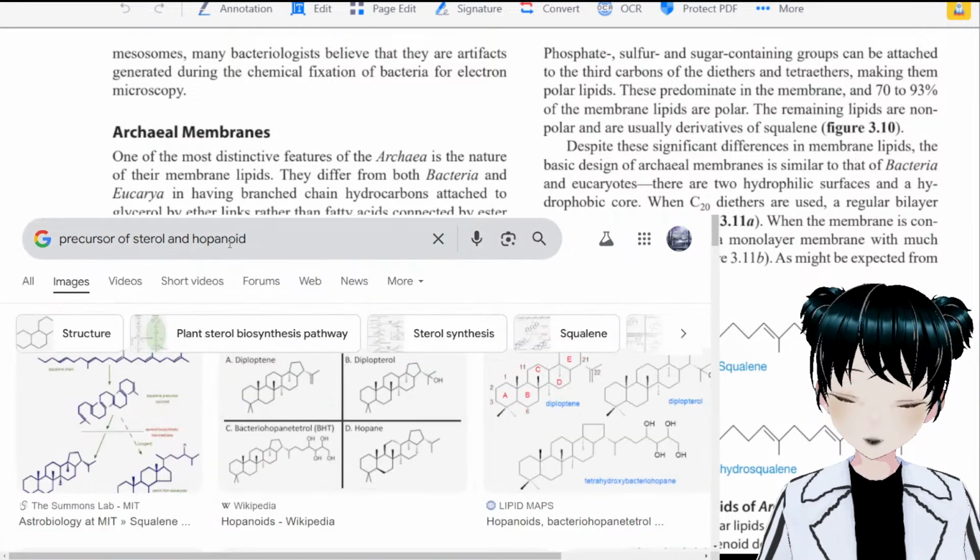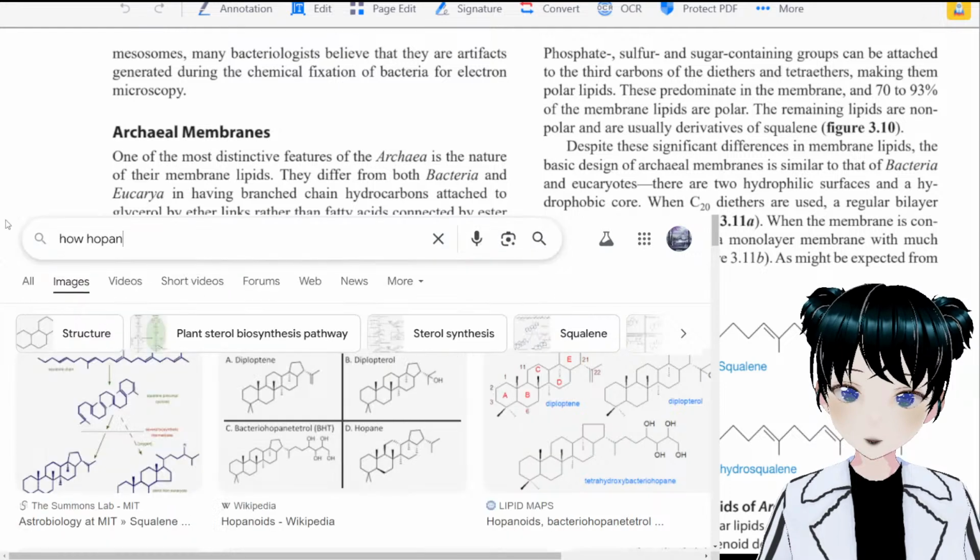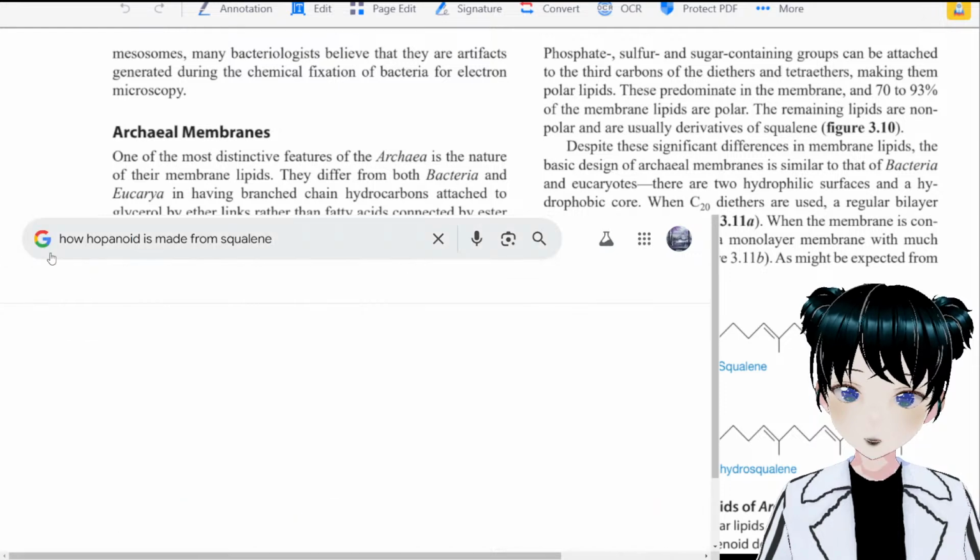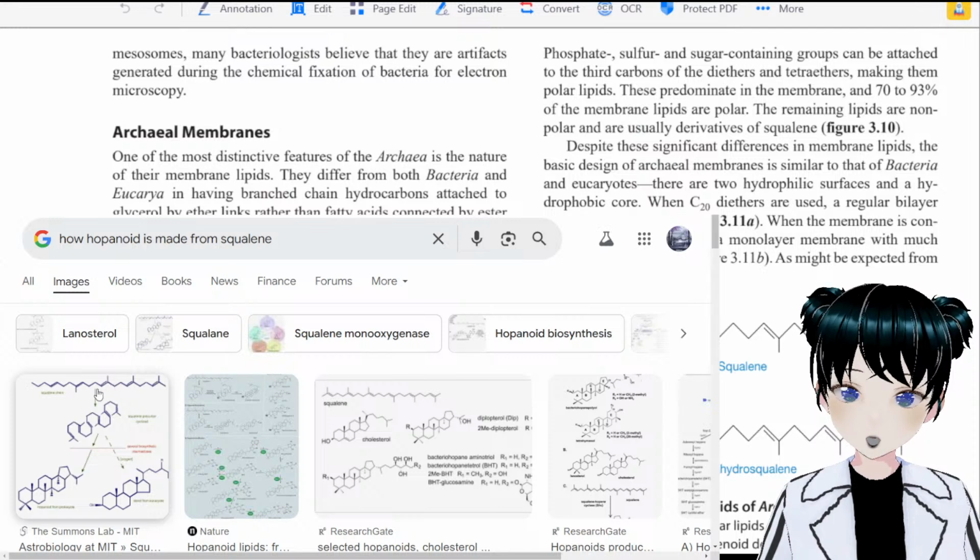Wait, let me show you how hopenoid is made from squalene. Let's see if they show us something. Oh wow, this was the diagram. Where was I searching it? Yeah, so it is like this, and it folds itself in a cyclic form, and it makes things like that.